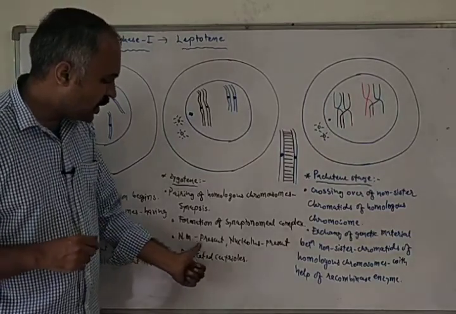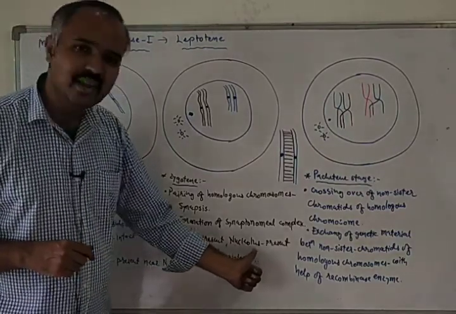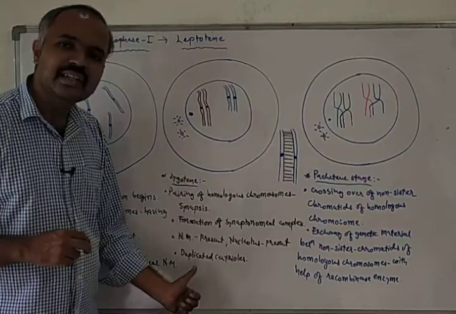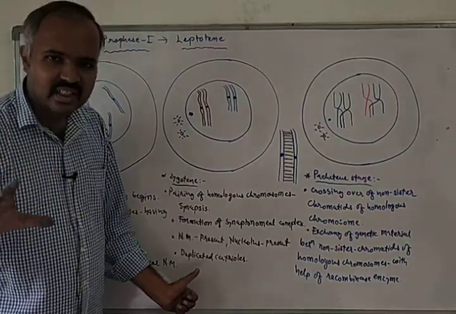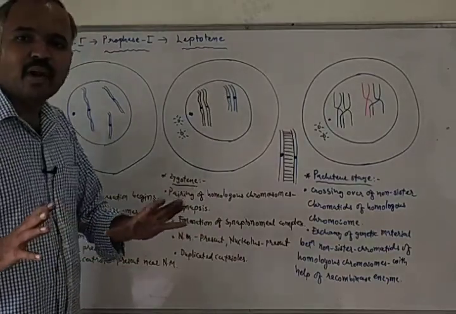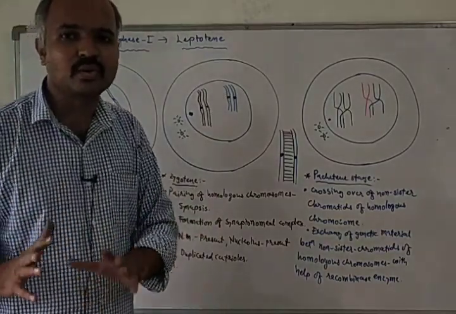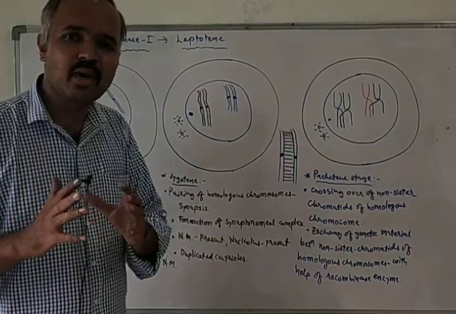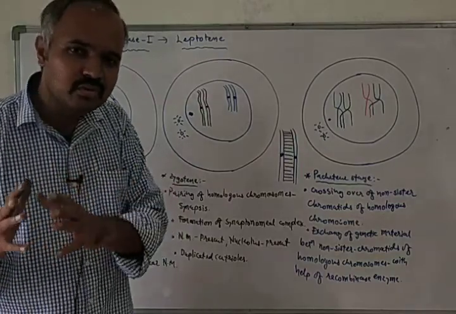Here also the nuclear membrane is intact, the nucleolus is present, and the duplicated centrioles lie as they were. So there is no other change except the formation of pairs of the homologous chromosomes.